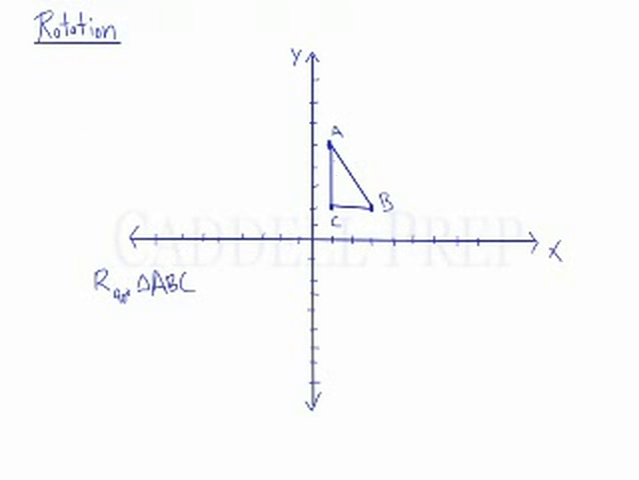Let's try rotating this triangle ABC 90 degrees. So let's first write down what the rule is. We're going to take our (x, y) coordinate and change it to (negative y, x). So let's write down our coordinates. We have A, B, and C. A is (1, 5). B is (3, 2). And C is (1, 2).